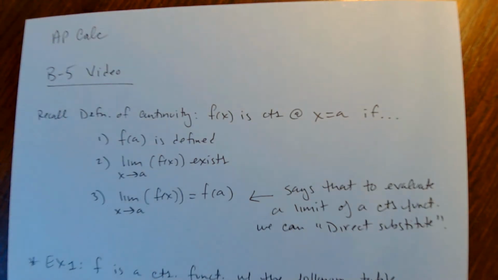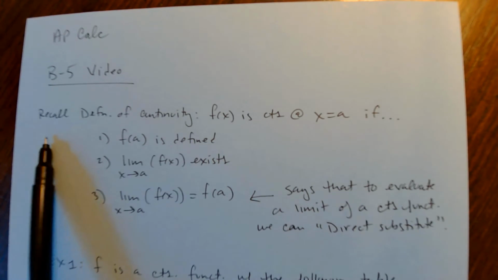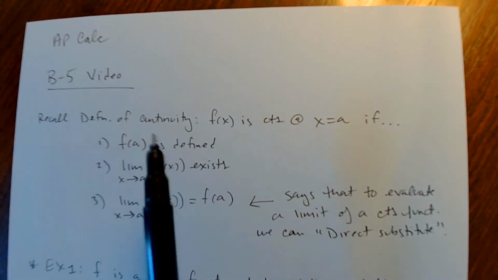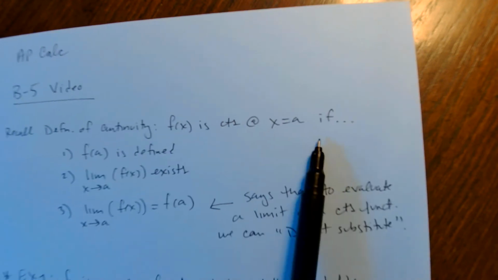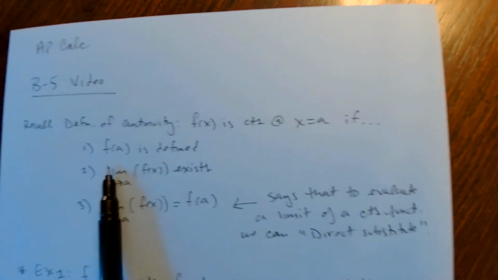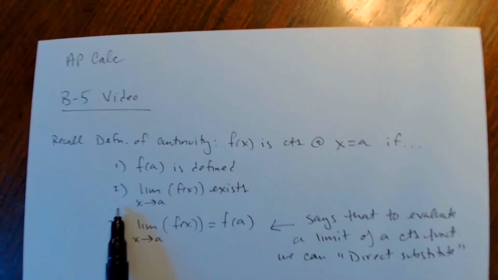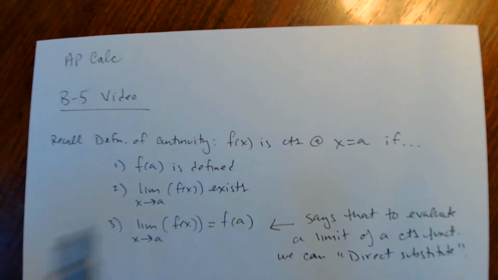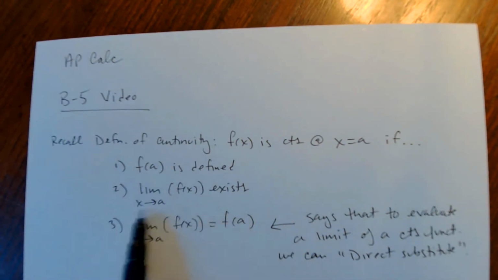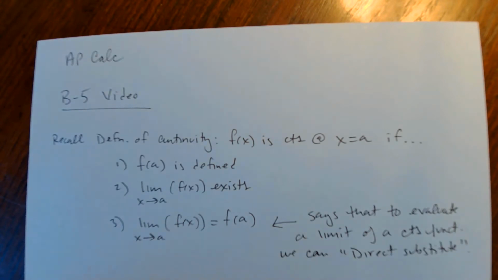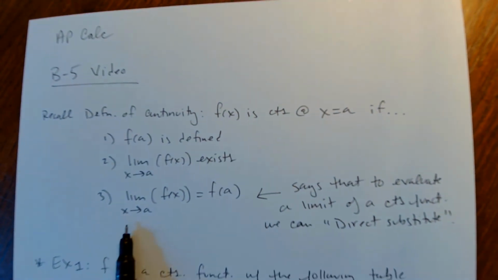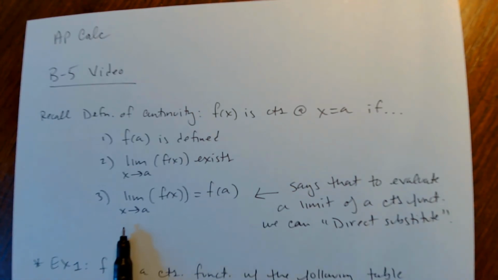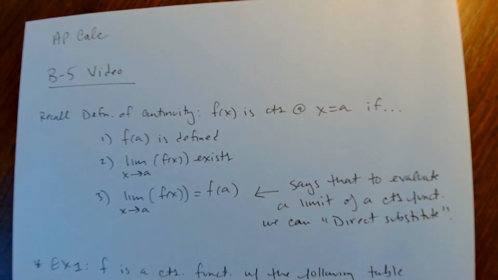Okay, so here's B-5. So let's review the definition of continuity. So f of x is continuous at x equals a if three things happen. Number one, f of a is defined. Number two, the limit as x approaches a of f of x exists. That means the left hand and the right hand limit both exist and they are equal to each other. And then number three, and this is what we're going to be using today, the limit as x approaches a of f of x is equal to f of a.